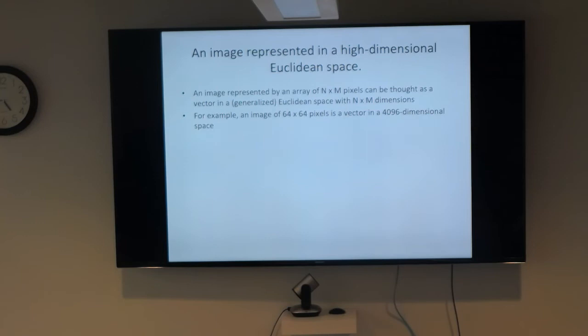So what is this notation good for? Well, if two images are similar to each other, it really means that the vectors that represent these images are very close by in this high-dimensional space. So if you have a whole set of images that are all similar to each other, they form a cluster in this high-dimensional space.